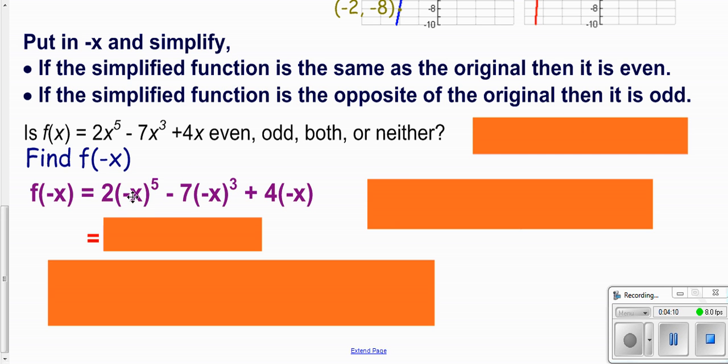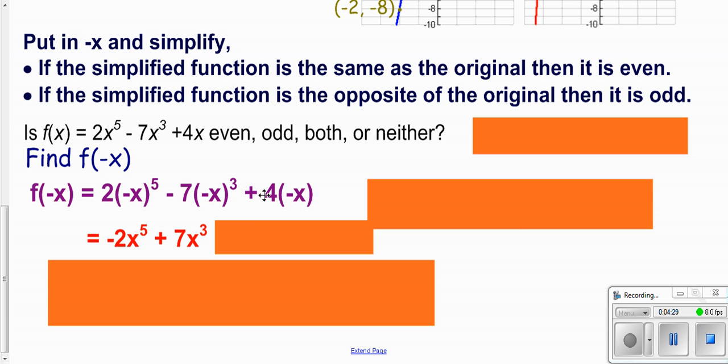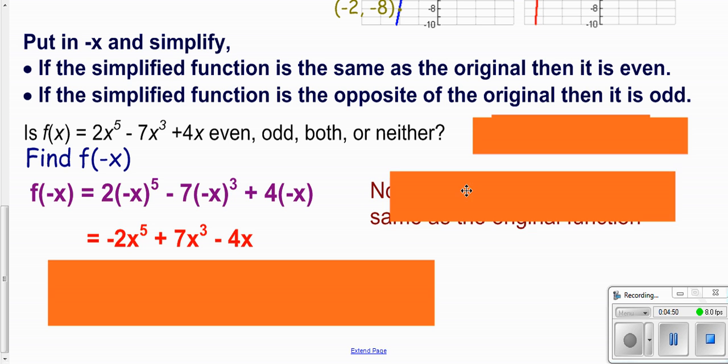Now I need to go ahead and simplify this. Here I have a negative to an odd power, which would still be negative, so I'm going to get a negative x to the fifth. Once again, here I have a negative to an odd power, so it's going to be negative, so it's going to change my sign in front because a negative times a negative is a positive. Here I have a negative times a positive, so it's a positive. By the way, a negative raised to an even power would always be positive, but I don't have that in this case. Notice what I have here in red is not the same as my original, so therefore it's not even.